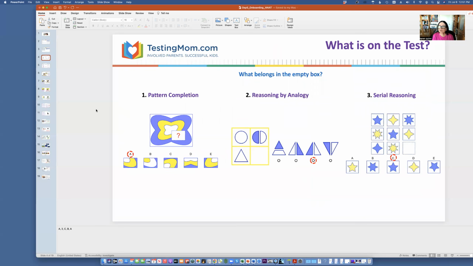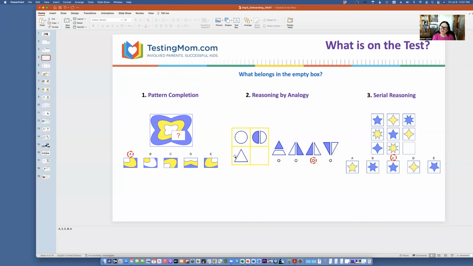So let's look at what's on the test, okay? The first 3 types of questions. The first question is pattern completion. And this is a picture, a design with a white box over it. And the question is, what belongs in the empty box to complete this pattern or design? And here A is the answer, it's almost like a puzzle piece. If we put that in right there, it would complete the design.